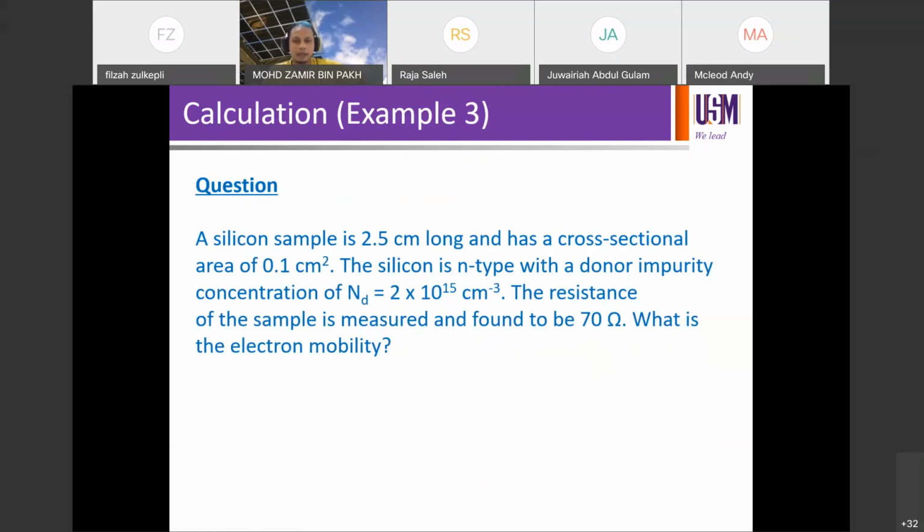2.5 cm long and has a cross-sectional area of 0.1 centimeter squared, right? So on the slab, right? Question on the slab. The moment you see this length and area thing, it's going to be on the slab. So the silicon is N-type, so it's declared already N-type. Donor impurity concentration of 2 times 10 to the 15. Resistance of the sample is measured and found to be 70 ohm, right? So R is already given.